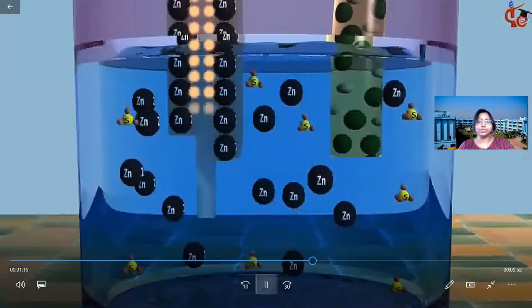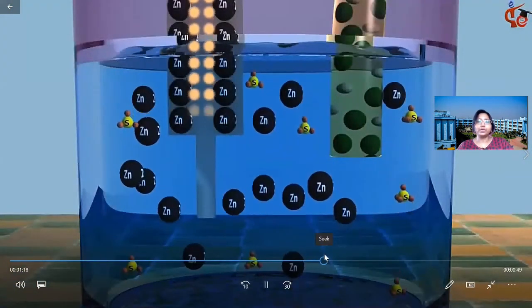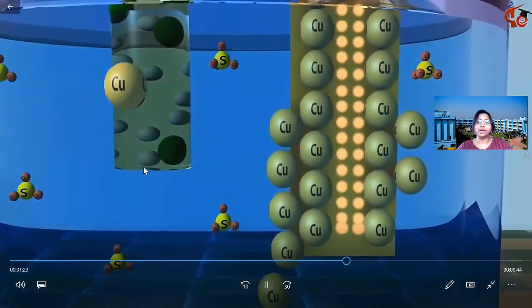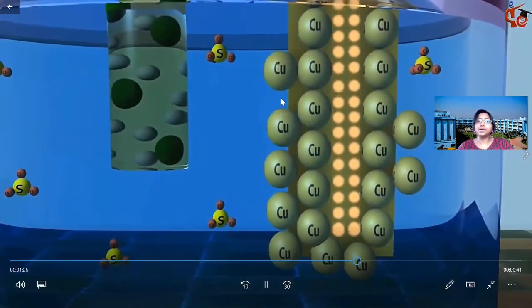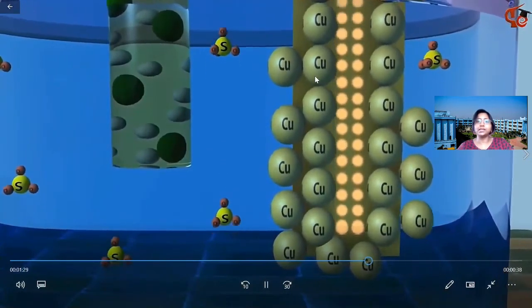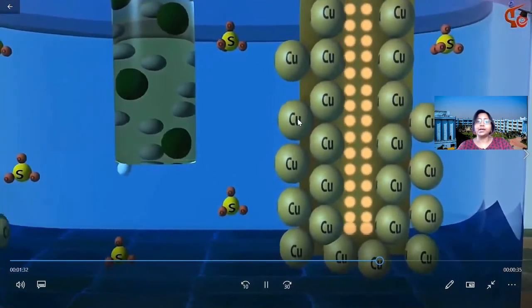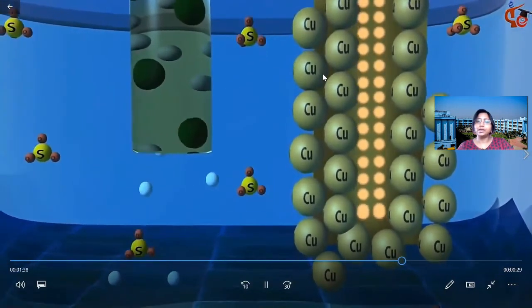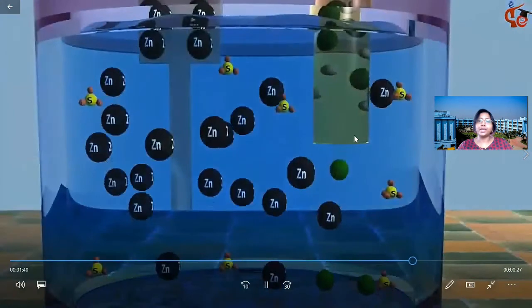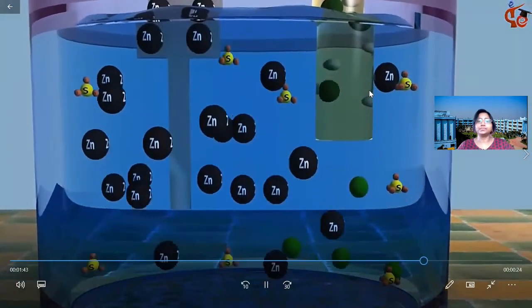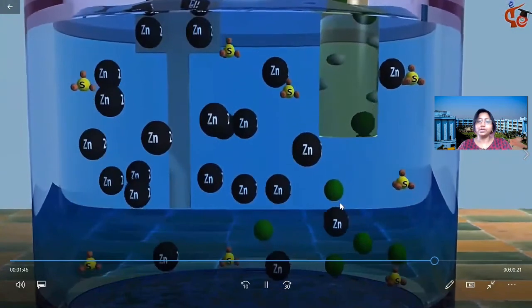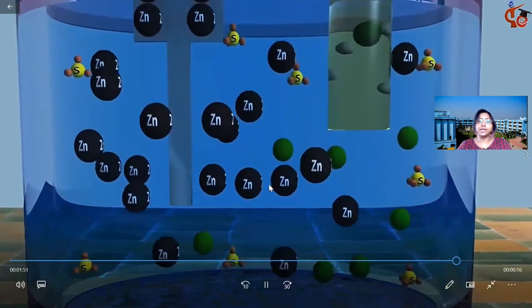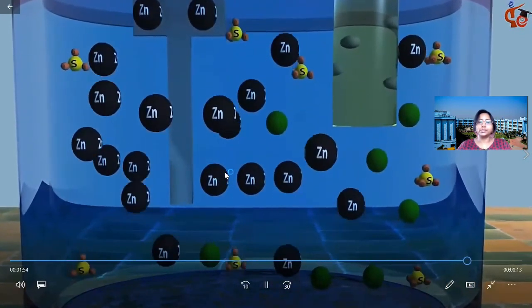And at the cathode, copper will gain electrons and become neutral. When the copper becomes neutral, it will be deposited on the electrode, as you can see in this figure in this video. So copper becomes neutral as it gains electrons and is deposited on the copper electrode. In this way, the electrochemical cell or the galvanic cell works.